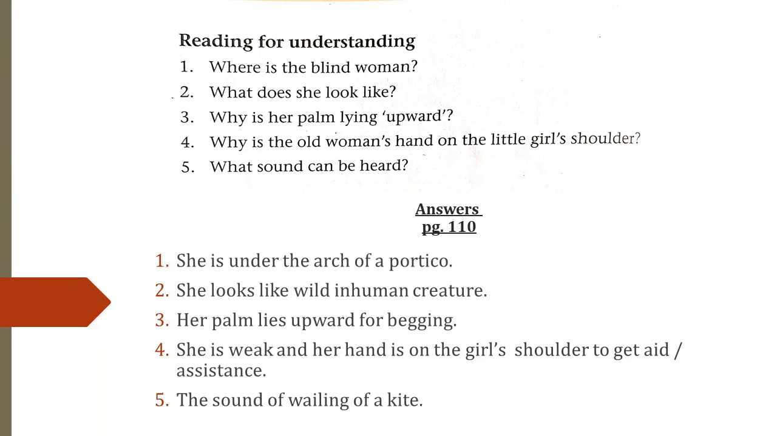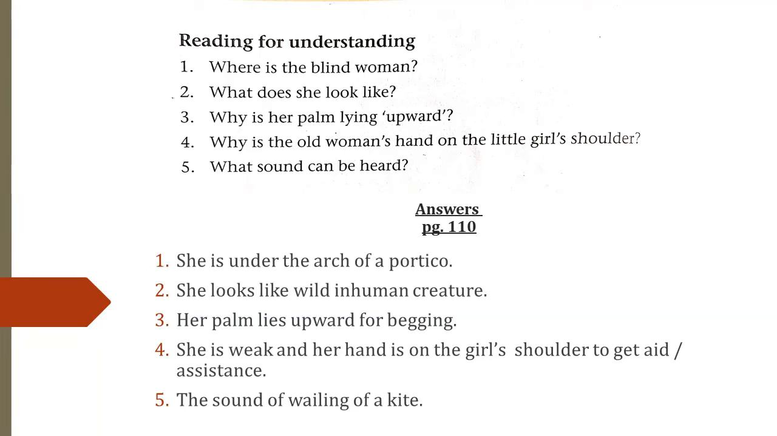Question number 4. Why is the old man's hand on the little girl's shoulder? Because he is weak and his hand is on the girl's shoulder to get assistance. Question number 5. What sound can be heard? At the end of the story, we can hear the sound of the wailing of a kite.